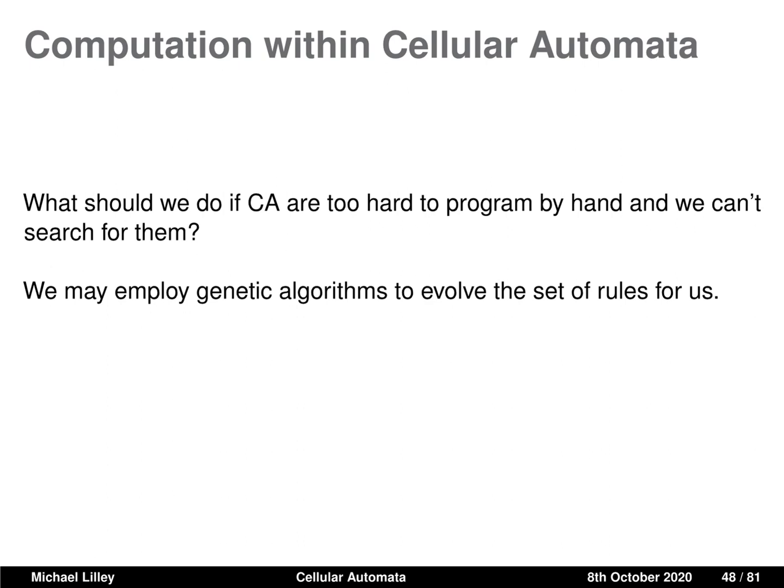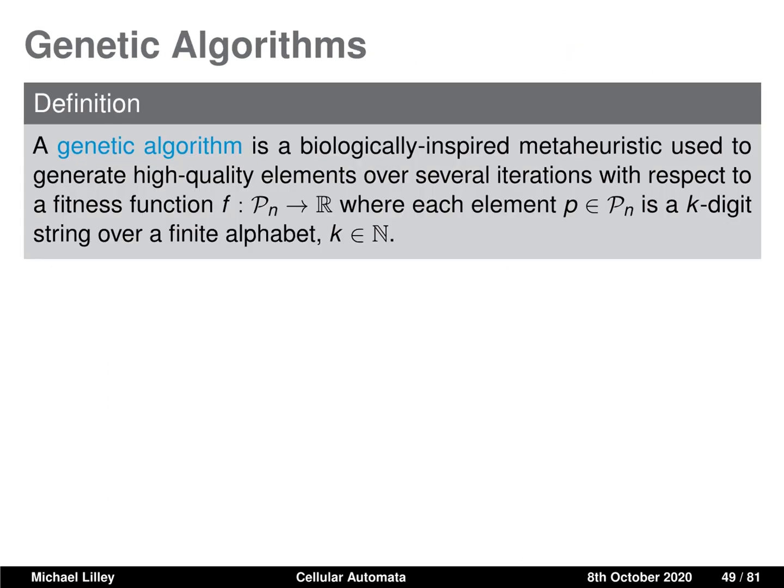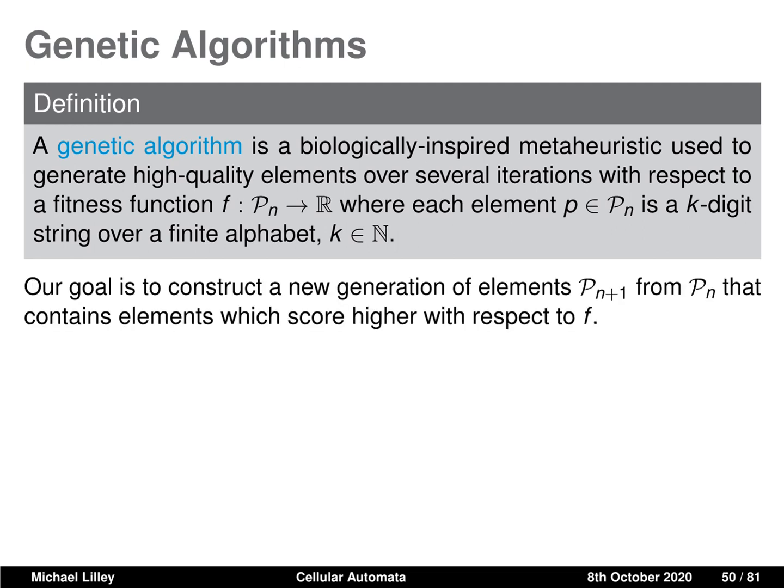The next 2 slides involve some definitions, and we have a lot to unpack. Don't worry if you don't immediately catch everything the first time. We'll be going over an example afterwards. A genetic algorithm is a biologically inspired meta-heuristic used to generate high-quality sets of elements called populations over the course of several iterations. We'll start with an initial population that contains a finite amount of k-digit strings and define a fitness function to map each of these strings to a real number. Our goal will be to construct a new generation of elements, p of n plus 1 from p of n, whose elements on average have a higher total fitness than the previous generation.